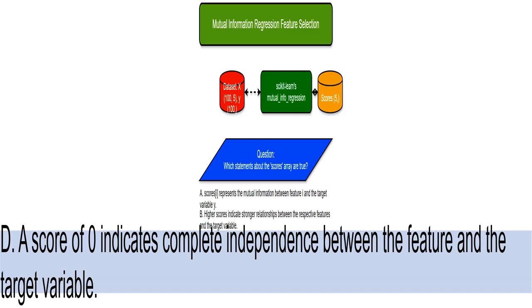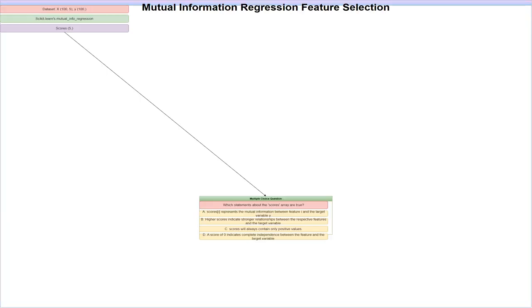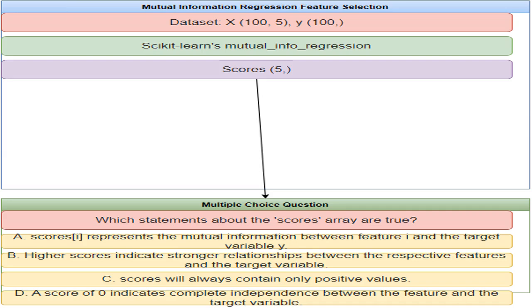A score of 0 means the feature and the target variable are completely unrelated; knowing one gives you no information about the other. I am using a technique called mutual information regression to pick the best features for prediction. It's like choosing the most important ingredients for a recipe. I have 100 examples. Each example has 5 features represented by X, a 100 by 5 matrix, and a single target value Y.